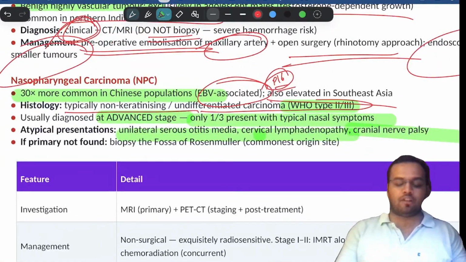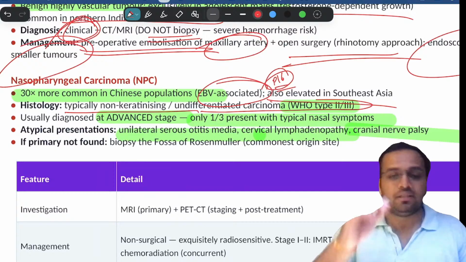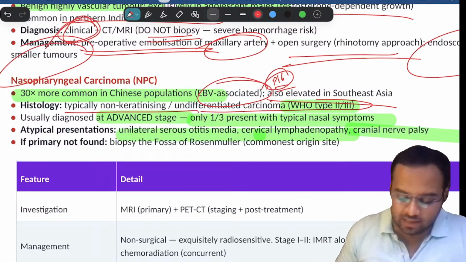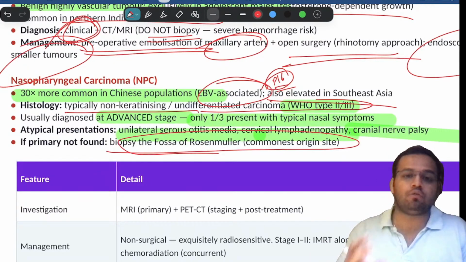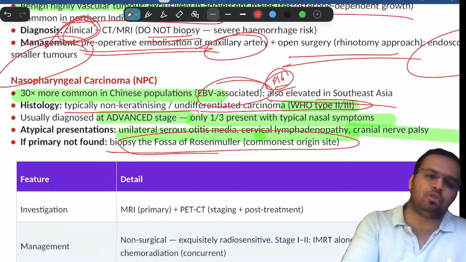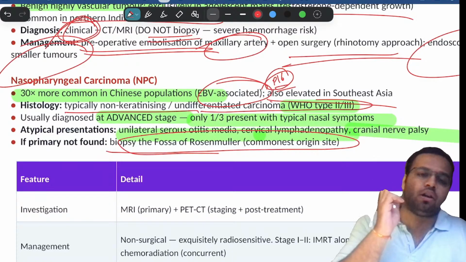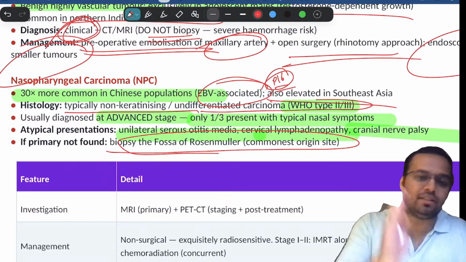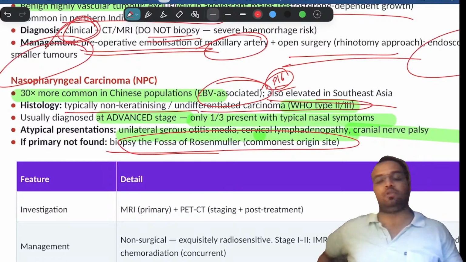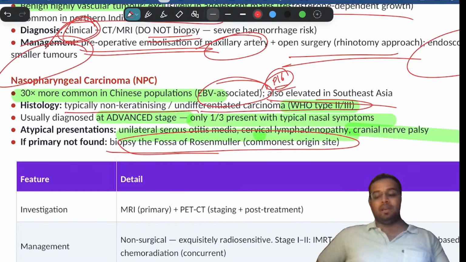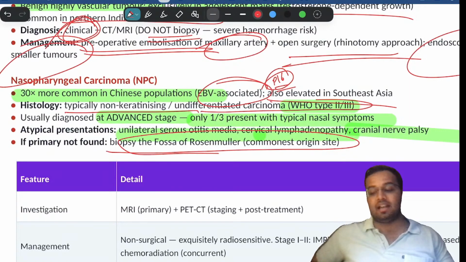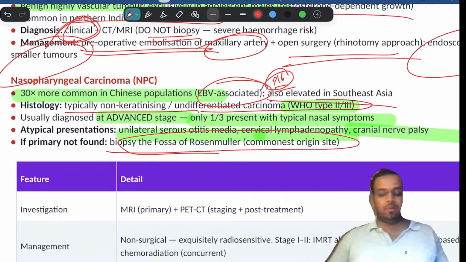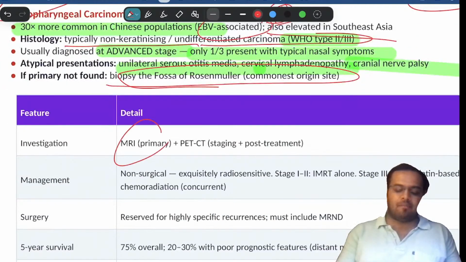If primary is not found in carcinoma of unknown primary, so again new protocol, you can go for a Fossa of Rosenmuller biopsy. What did we see? We saw triple endoscopy, we saw PET scan, we saw what we call immunohistochemistry, we saw tonsillar biopsy, now we are seeing Fossa of Rosenmuller biopsy. So you can do anything, but you will remove it only after finding the primary. So that is the approach these people are having. Investigation is again MRI or PET scan.